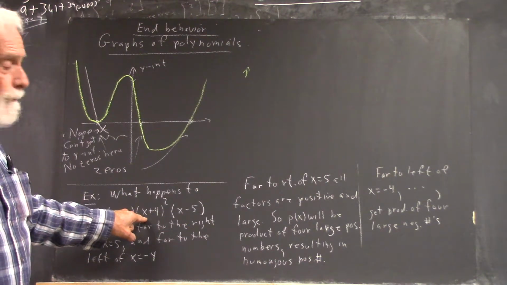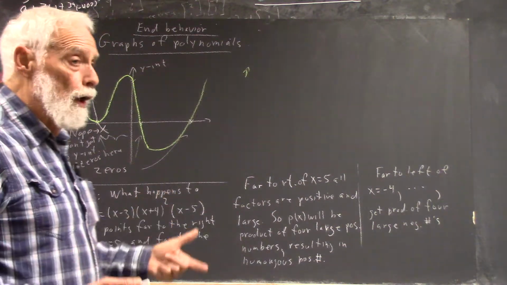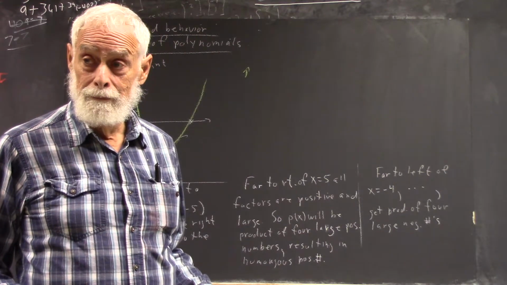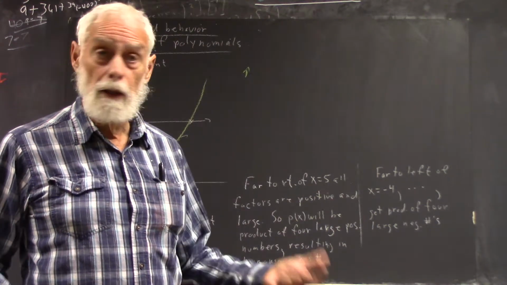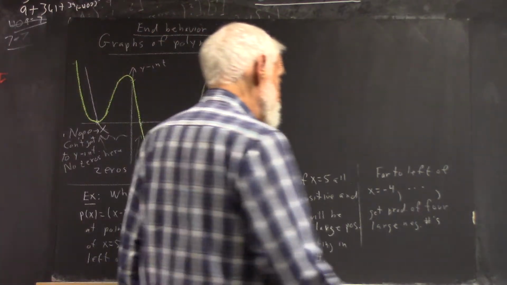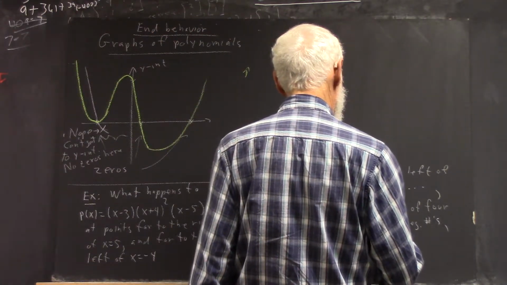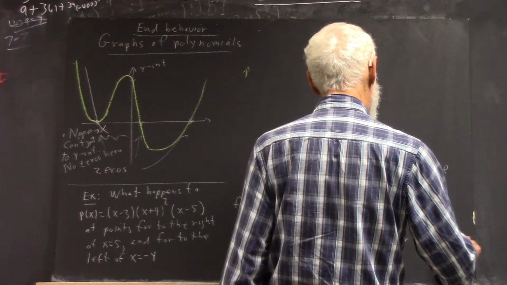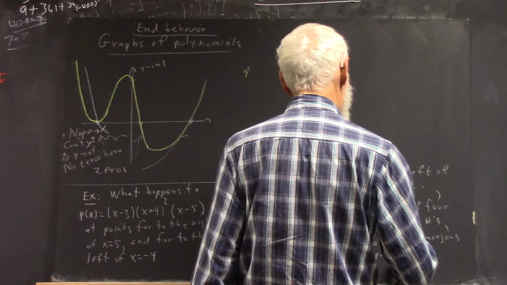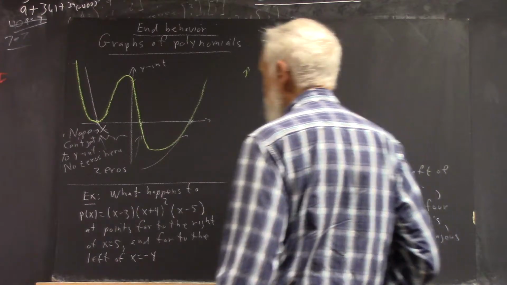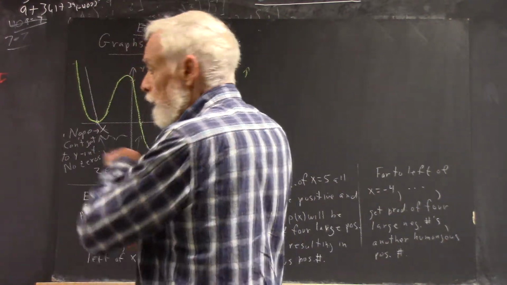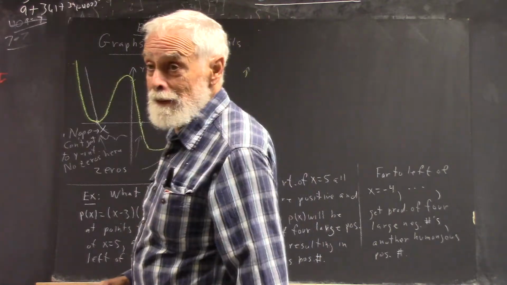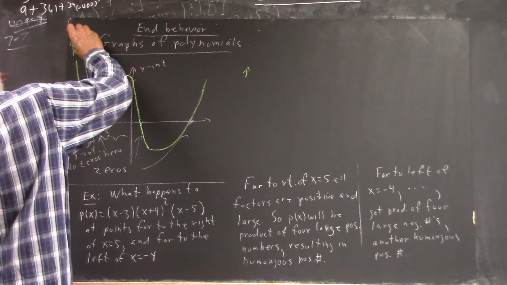Okay? Well, what can you tell me about the product of 4 large negative numbers? It's another large positive number. Yeah, could be a humongous positive number. So, well, now you're going to large negative number and a humongous positive number. It'll be up there. So that's why you would come down from up here, like we did.